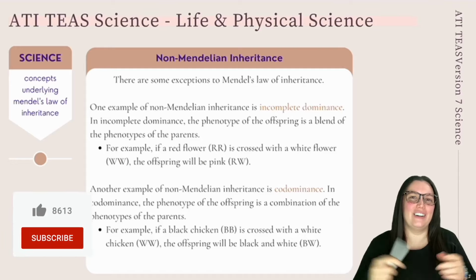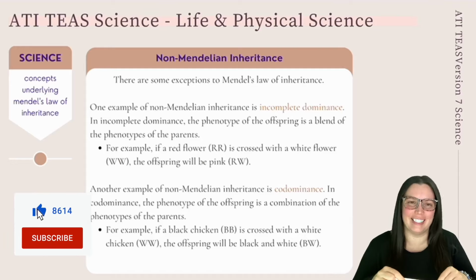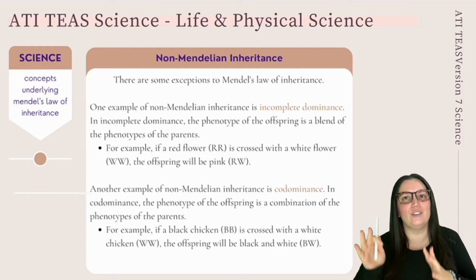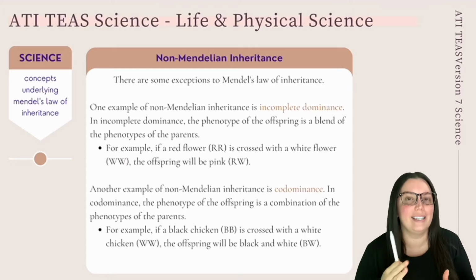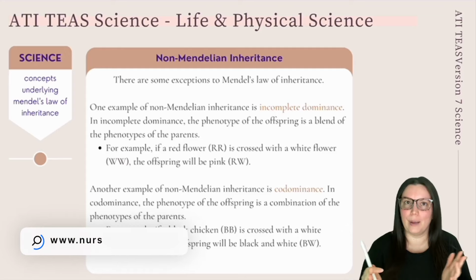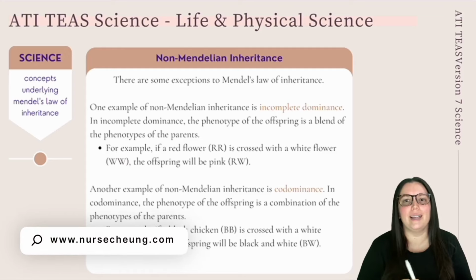So now that we have a better understanding of the two topics we just discussed, now we can talk about non-Mendelian inheritance. There are some exceptions to Mendel's law of inheritance. One example is incomplete dominance. With incomplete dominance, the phenotype of the offspring will blend with the phenotypes of their parents.